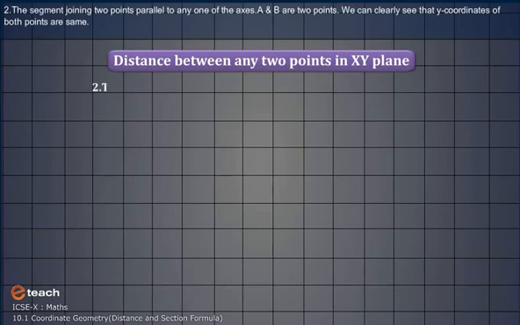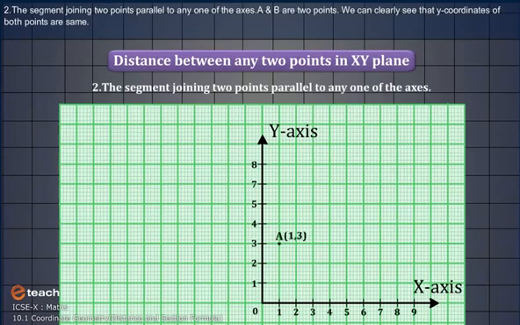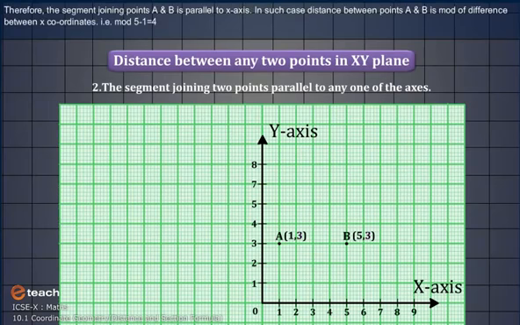The segment joining the 2 points parallel to any one of the axes. A and B are 2 points. We can clearly see that y-coordinates of both the points are same. Therefore, the segment joining points A and B is parallel to x-axis. In such case, distance between points A and B is mod of difference between x-coordinates, that is mod 5 minus 1 is equal to 4.